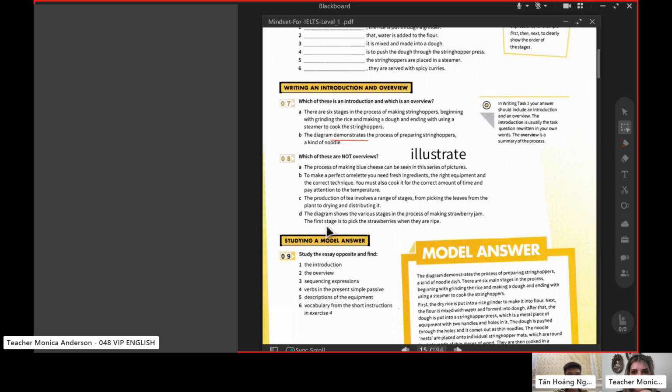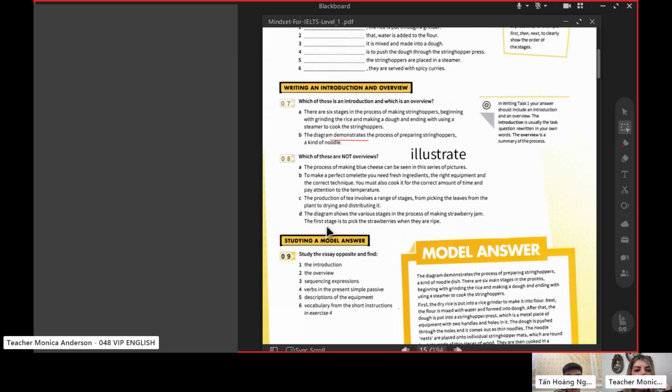The process of making blue cheese can be seen in this series of pictures. This is not an overview, very good, because it's like an introduction. It's not an overview. Yeah, that's it. Great. This is an introduction.